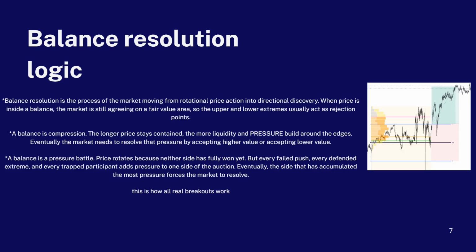Price rotates because neither side has fully won yet. But every failed push, every defended extreme, and every trapped participant adds pressure to one side of the auction. Eventually, the side that has accumulated the most pressure forces the market to resolve. This is how all real breakouts work. But before we understand anything about the balance, we need to understand the anatomy of it, and we do that through the volume profile. This is going to help us understand where we're going to start a new balance.